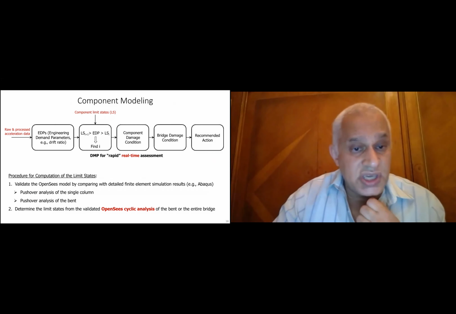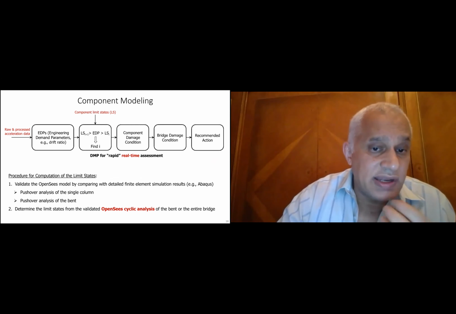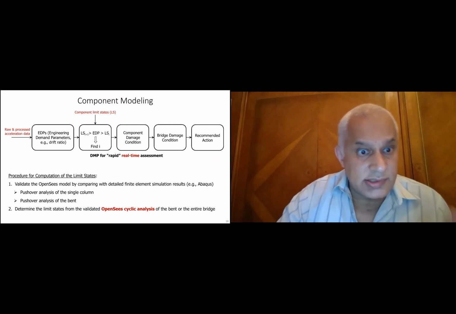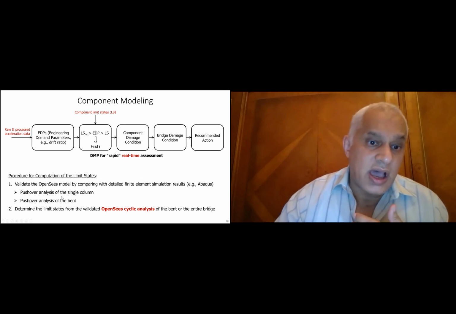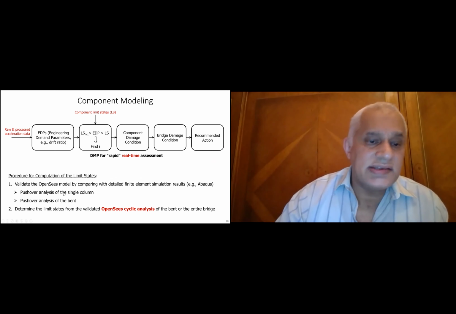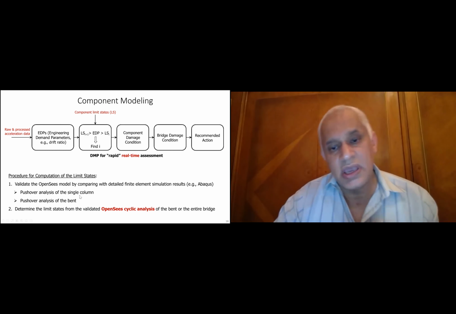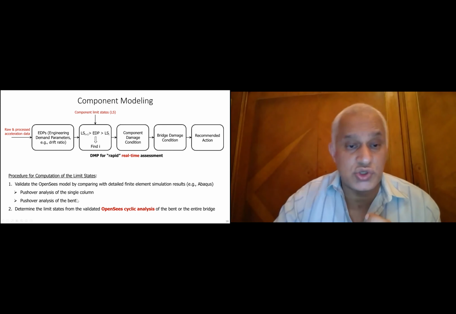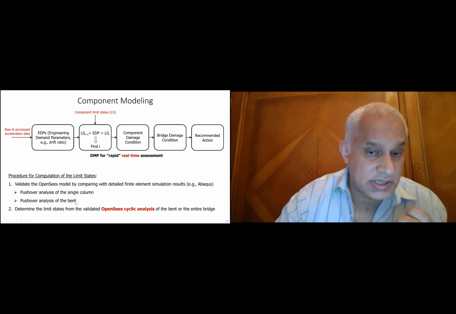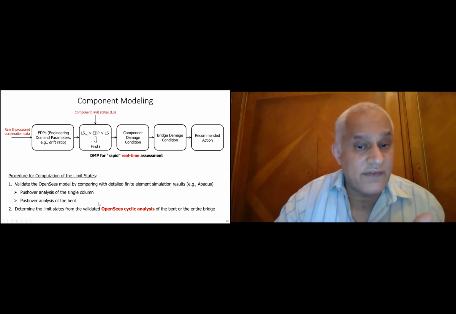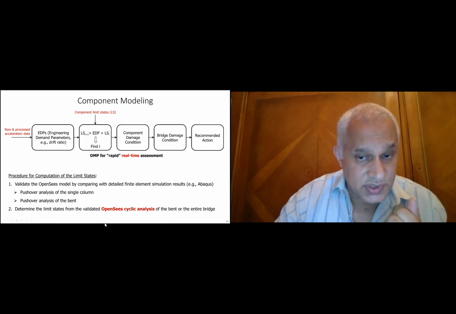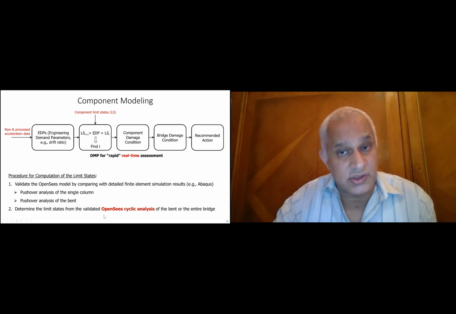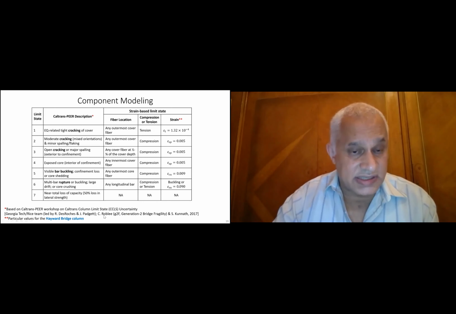As far as the procedure for computation of the limit states, we did some work in validating the OpenSees model using platforms like Abaqus. Because of the intensity of computation in Abaqus to do a full bridge, we do that for a single column or a single bent. And once we have confidence in the OpenSees model, then we can use OpenSees for cyclic analysis so we can determine the different limit states.